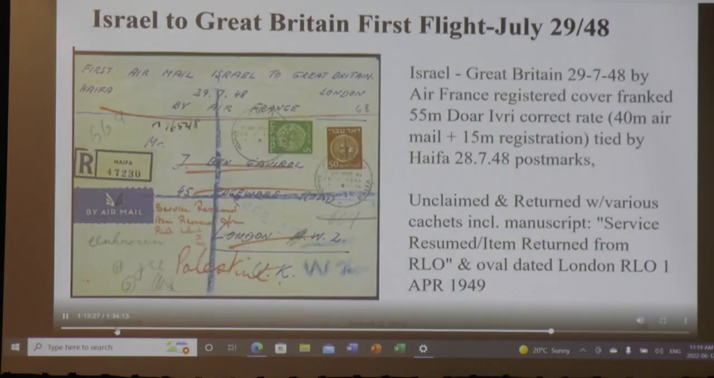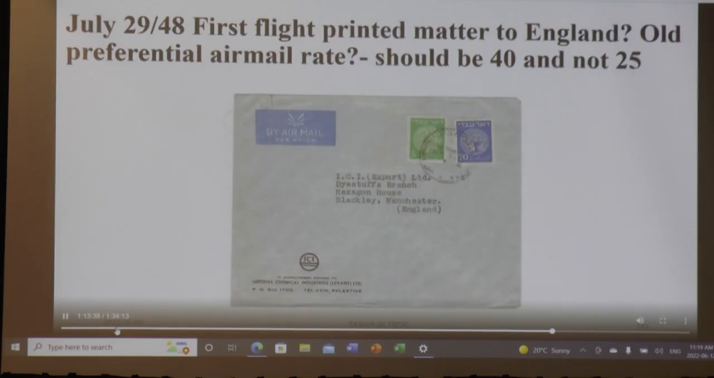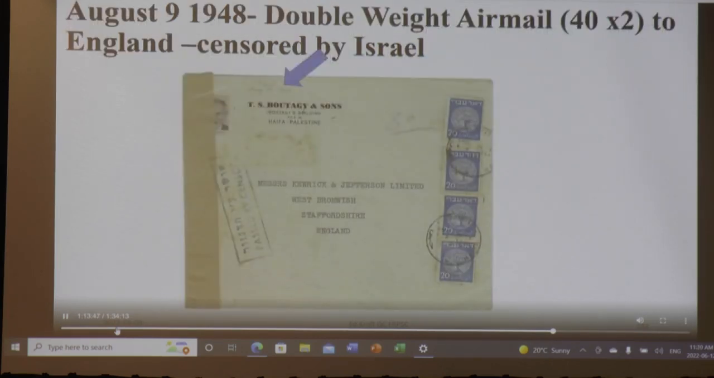Israel then has relationships with Great Britain, and there's mail going between Israel and Great Britain, air mail. And here's an example of it for the first flight going from Israel to Great Britain. And there's other mail that's going. The postal rate probably should be 40 rather than 25, but mail is starting up between Israel and Great Britain.